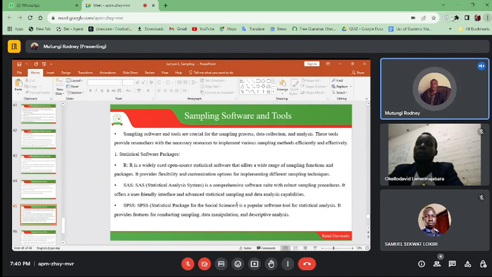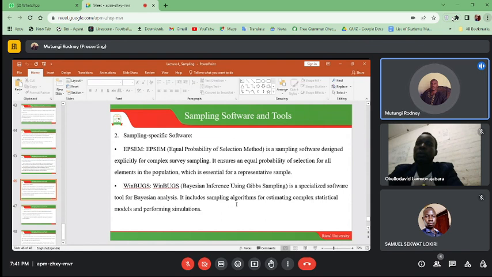So all that is very possible if you use these sampling software, which first of all will give you the sample, will enable you to generate sampling interval in case you're going to use systematic. Then they will also enable you to clean your data, to collect it, to clean it, and then analyze it. So there are very many statistical software packages, and these include R, SAS, SPSS, or statistical package for social sciences, which, by the way, is most common.